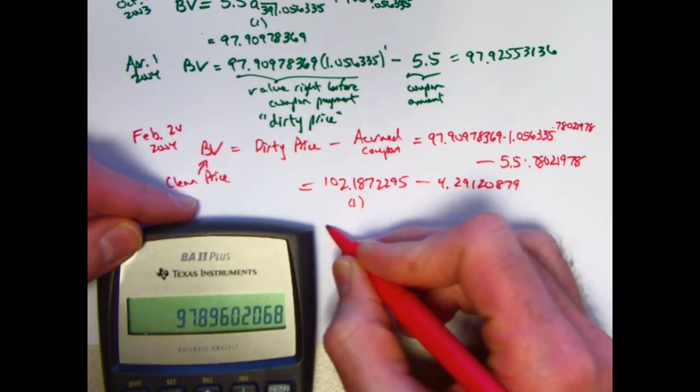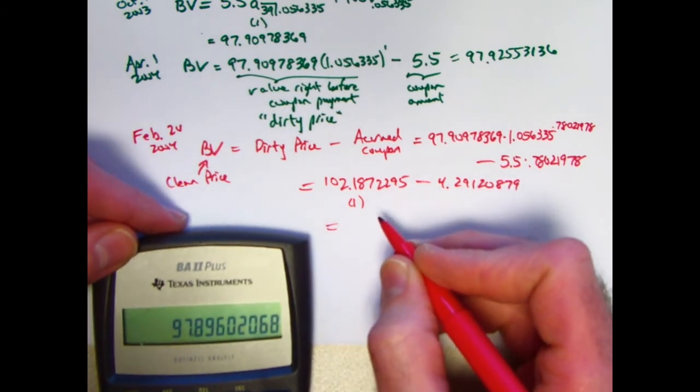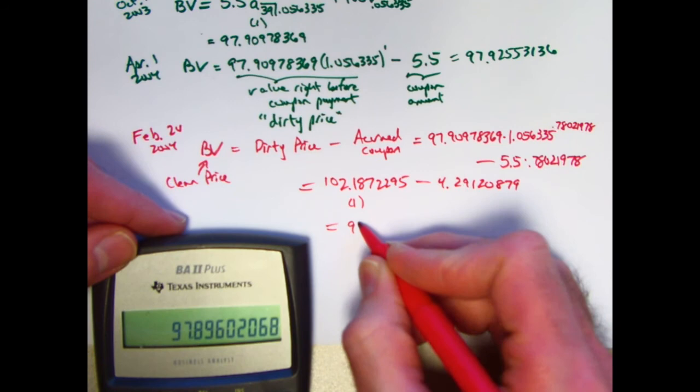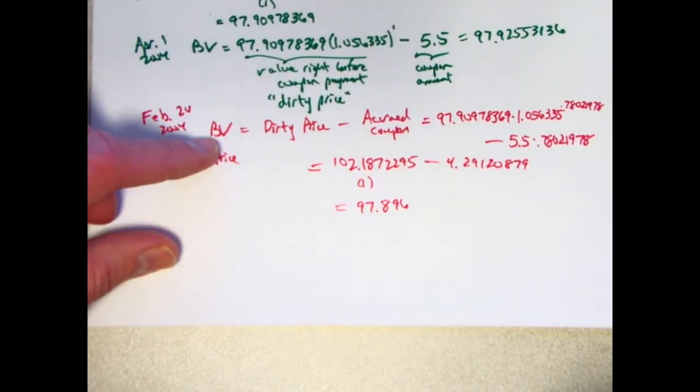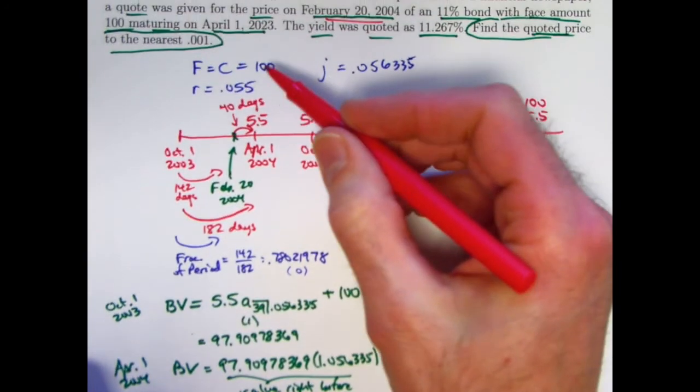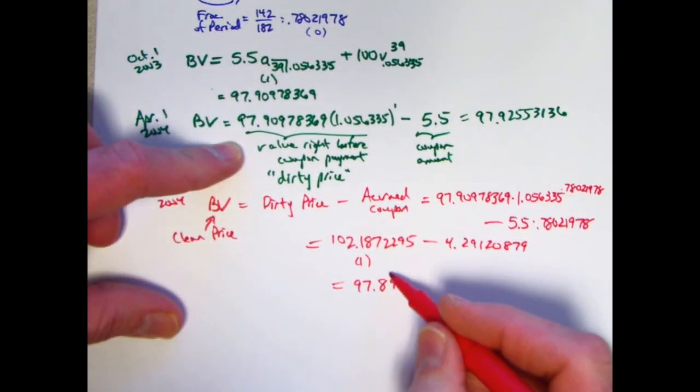We get a clean price, a book value, a quoted price, a market price of 97.896. And that is to 3 decimal places, to the nearest 0.001. And that is the correct answer.